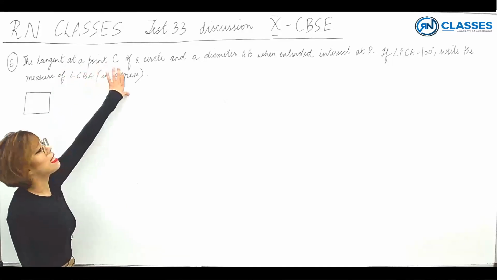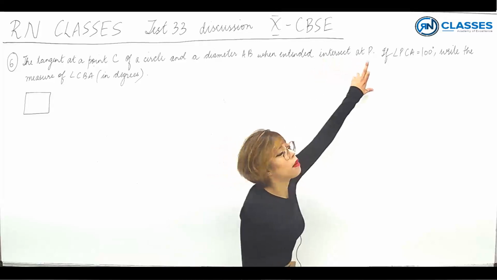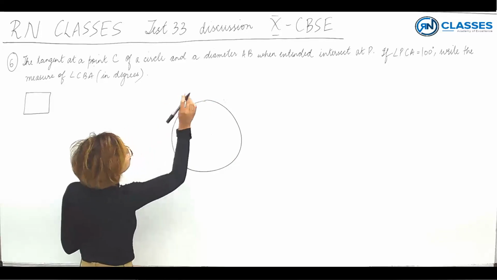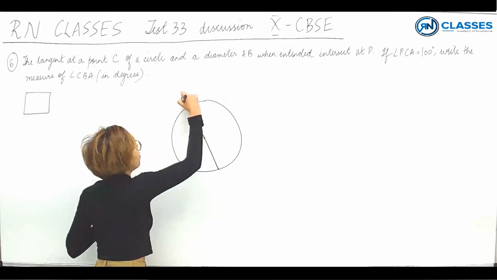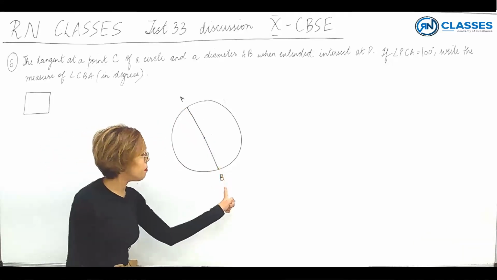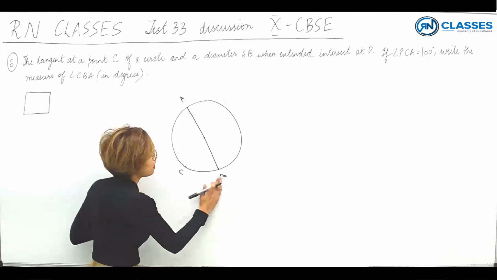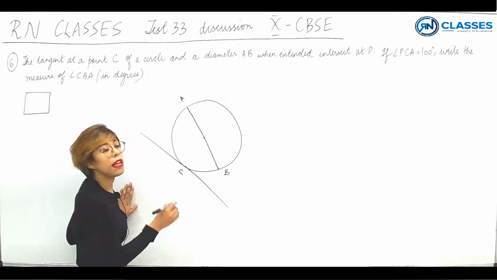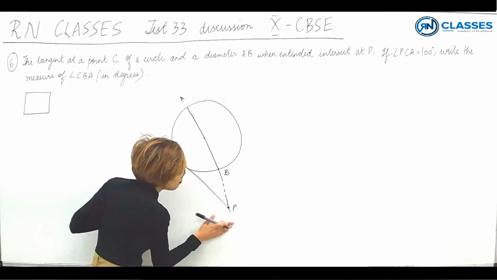The tangent at a point C of a circle and the diameter AB, when extended, intersect at P. Okay. So, let me make a circle first and let me make the diameter AB. Right? Suppose this is my diameter. And obviously, this will be the center. Right? Now, I have to choose a point C, but I have to make sure when I extend AB, the tangent should intersect it. So, what I'll do is, I'll consider my point C to be here. Right? Now, I'll make the tangent at C. It would be something like this. Right? Now, if I extend AB, it will intersect at P. So, this point is P. Done?